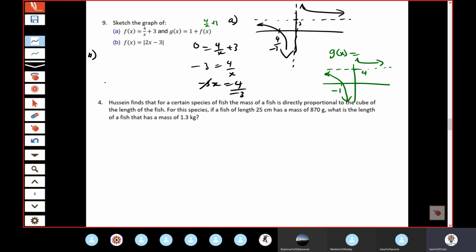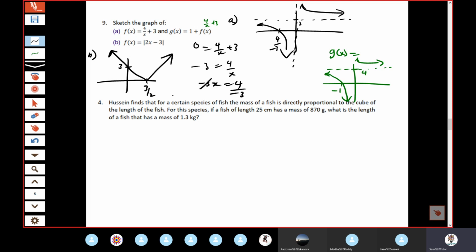Next one. Absolute value of 2x take away 3. What's our shape? V. When x is 0, you'll get a y value of positive 3. When y is 0, you get an x value of positive 3 on 2. So just go and find your intercepts and then draw a V.